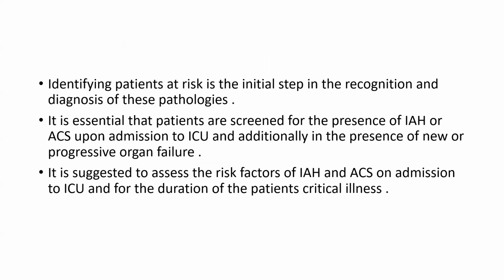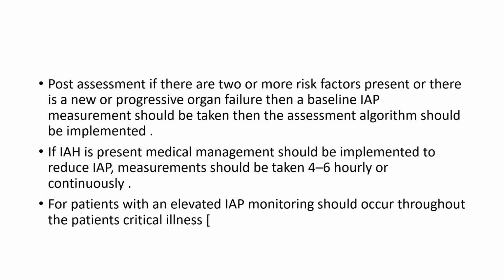Identifying patients at risk is the initial step in the recognition and diagnosis. It is essential that patients are screened for the presence of intra-abdominal hypertension and ACS upon admission to ICU, and additionally for the presence of new and progressive organ failure. It is suggested to assess the risk factors for IH and ACS upon admission to ICU and for the duration of the patient's critical illness. Post-assessment, if there are two or more risk factors present, or there is a new or progressive organ failure, then baseline IAP measurement should be taken and then the assessment algorithm should be implemented.